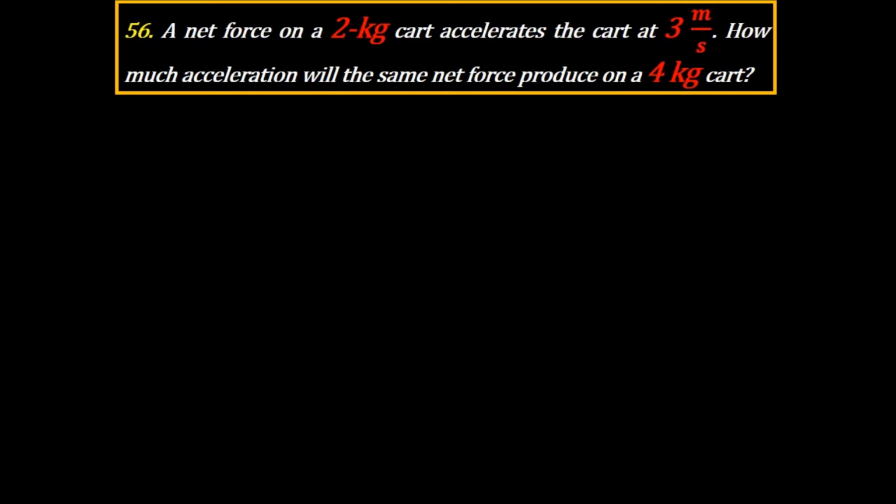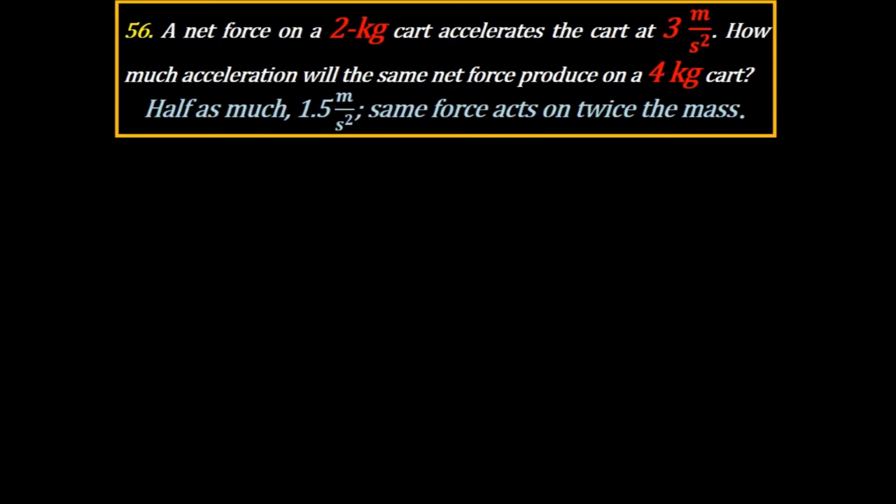So how much acceleration will the same net force produce on a 4 kilogram cart? It would be 1.5 meters per second squared. Because remember, they're saying it's going to be the same force, and we know that force equals ma, so 2 times 3 is 6, so 6 equals 4a, so 6 divided by 4 is 1.5. So 1.5 would be the answer there. Okay, and that's absolutely the case.